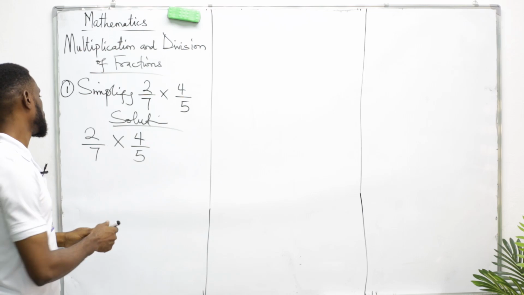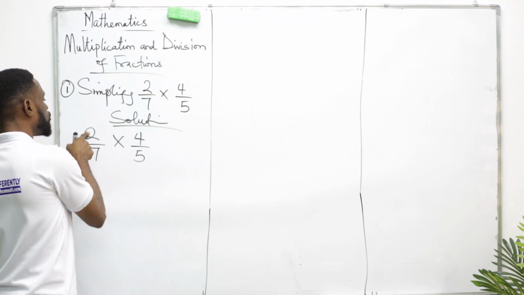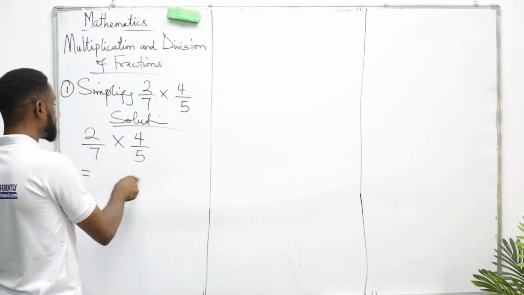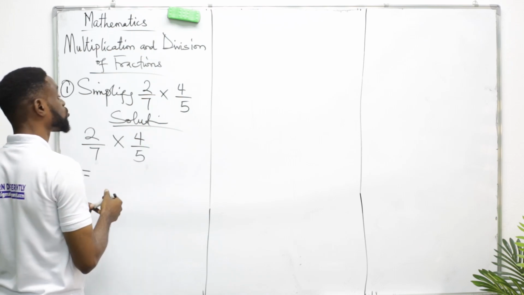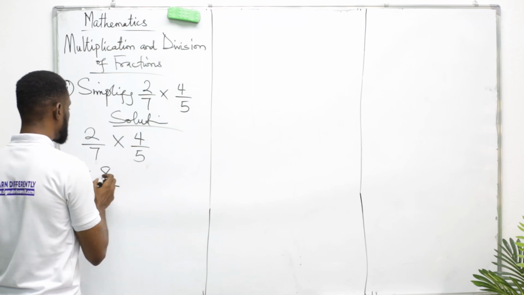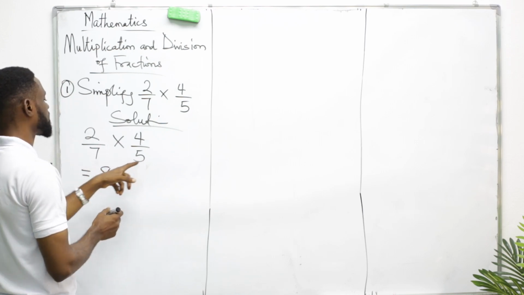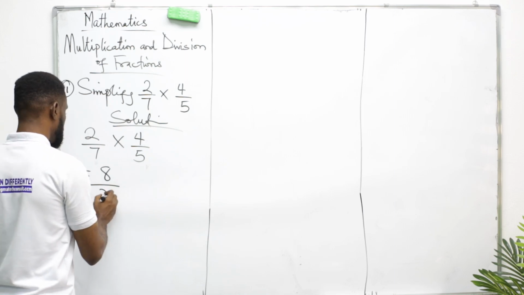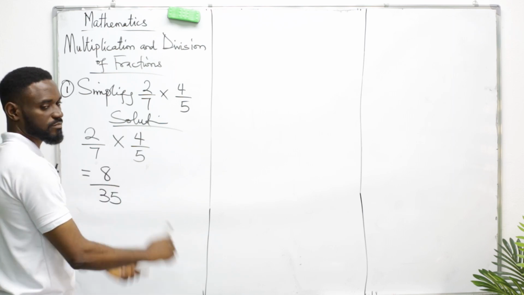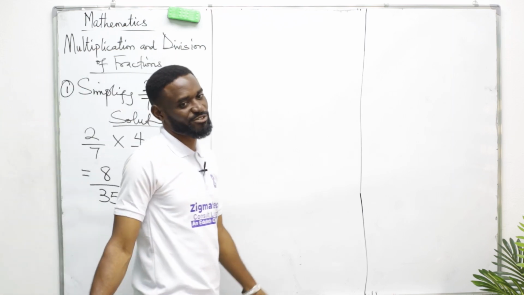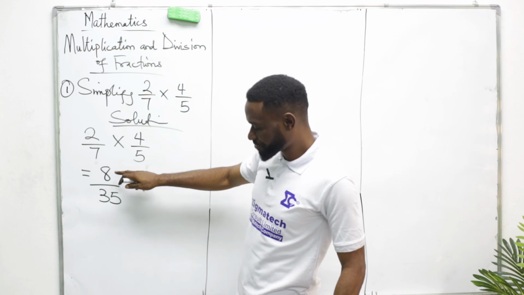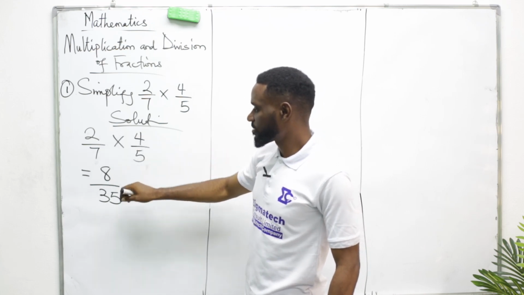That is the simple thing there. So that will mean 2 will multiply 4, while 7 will multiply 5. So 2 multiply 4, that is 2 times 4, 8, over 7 times 5 is 35. You see this? So that is just the very simple thing we have there. 2 multiply 4 is 8. 7 multiply this.